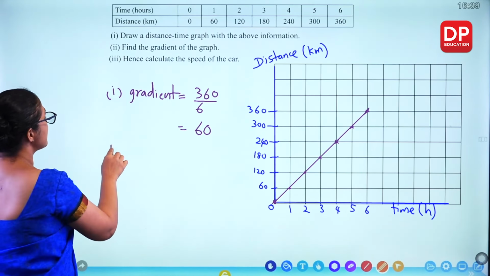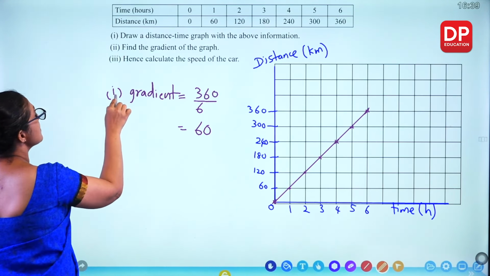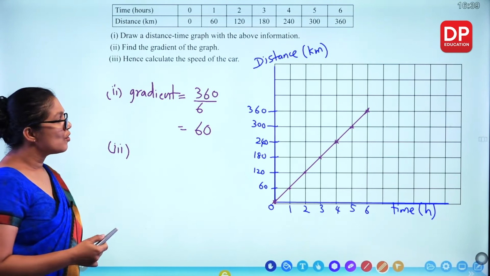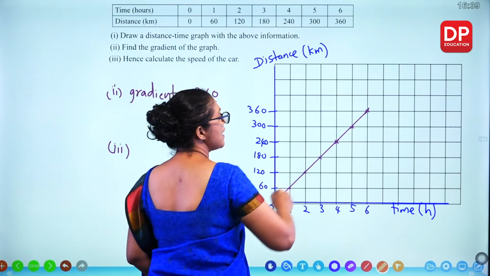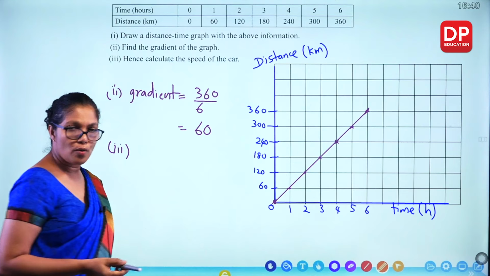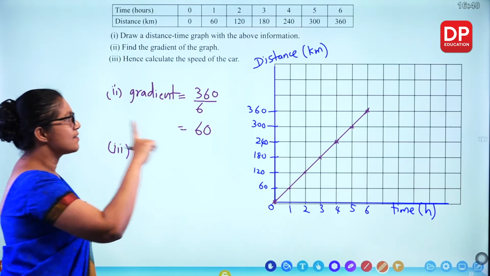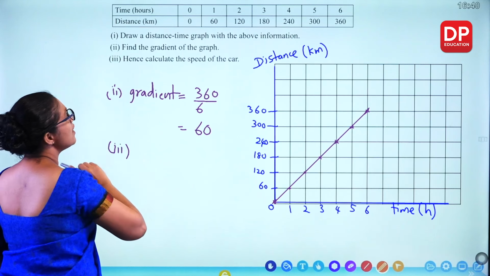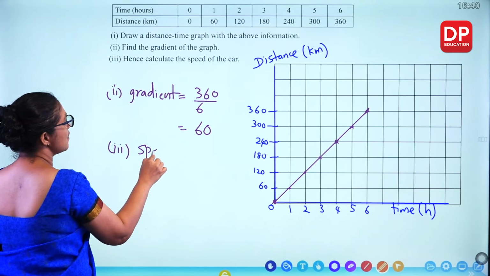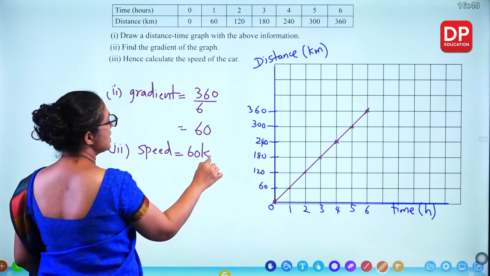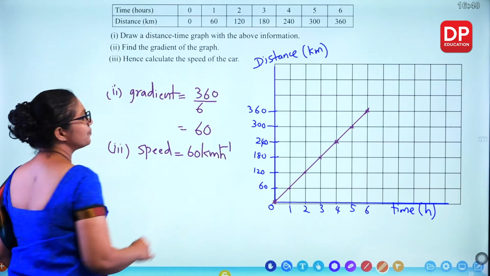And hence, this is the second part: hence calculate the speed of the car. When you take a straight line, the speed is the same as the slope of the line. Distance over time. So you can straight away write down, hence speed is equal to 60 kilometers per hour.